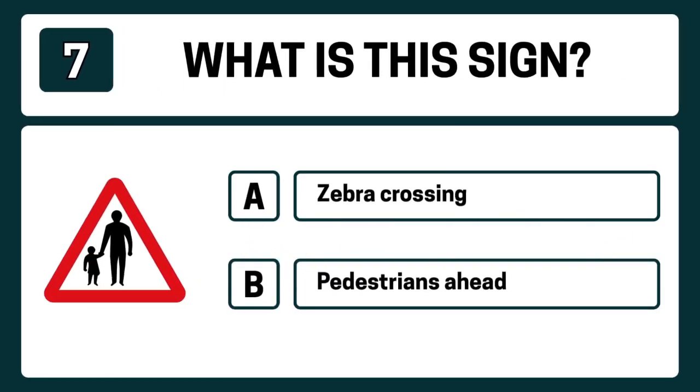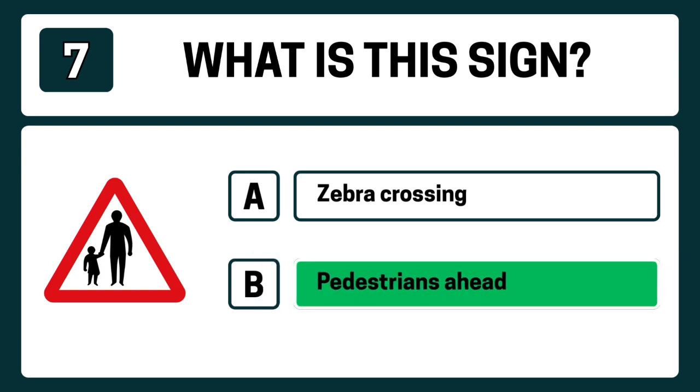What is this sign? Zebra crossing or pedestrians ahead? That's correct. The pedestrians ahead sign warns that pedestrians may be crossing ahead.